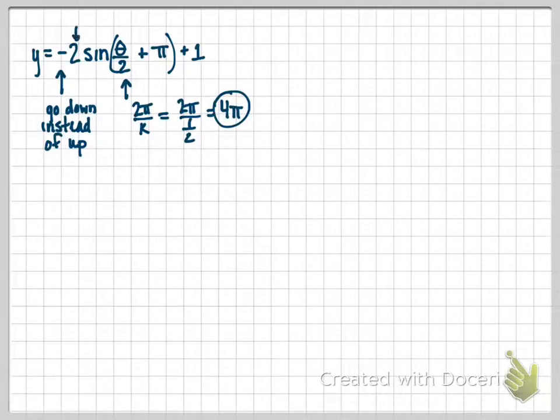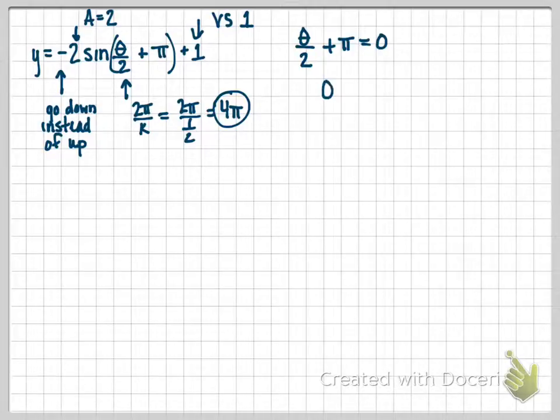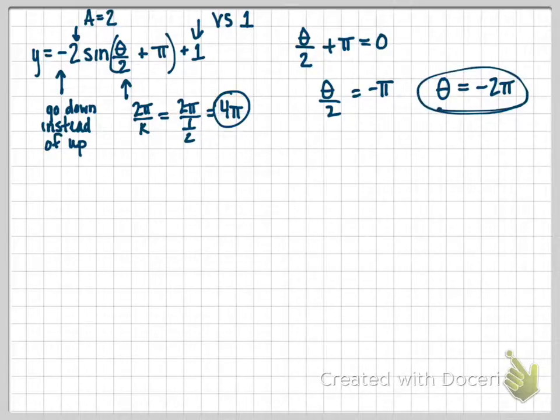We have an amplitude change here. Your amplitude is equal to 2. That's your maximum distance away. We have a vertical shift of 1. And then we have our phase shift. We can figure out our phase shift by doing theta over 2 plus pi and setting it equal to 0. So theta over 2 equals negative pi, and theta equals negative 2 pi. Okay, so that one's not too bad. So that is my phase shift.